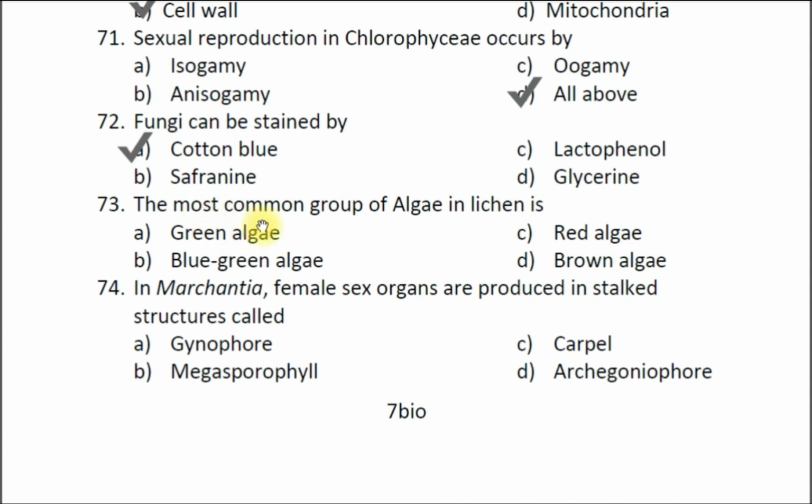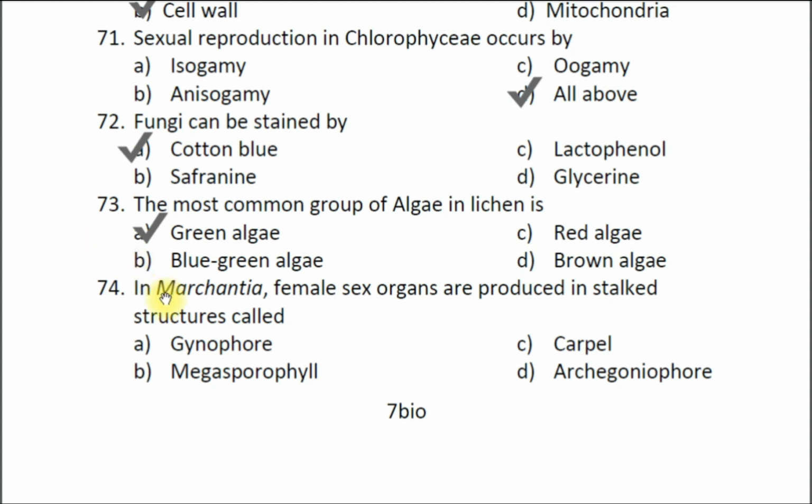Question number 73. The most common group of algae in lichens is A. green algae, B. Blue-green algae, C. Red algae, and D is brown algae. And the correct answer is the option A. Green algae. Majority of lichens, they have the eukaryotic autotrophs, the green algae, so that photosynthesis can be carried out. Sometimes the blue-green algae is also present.